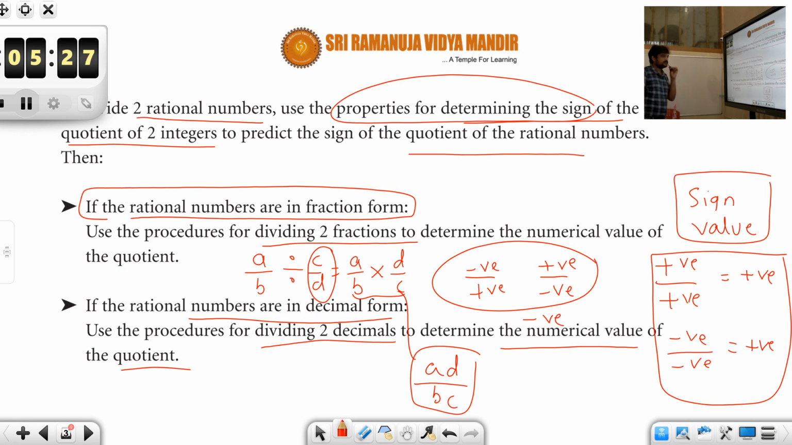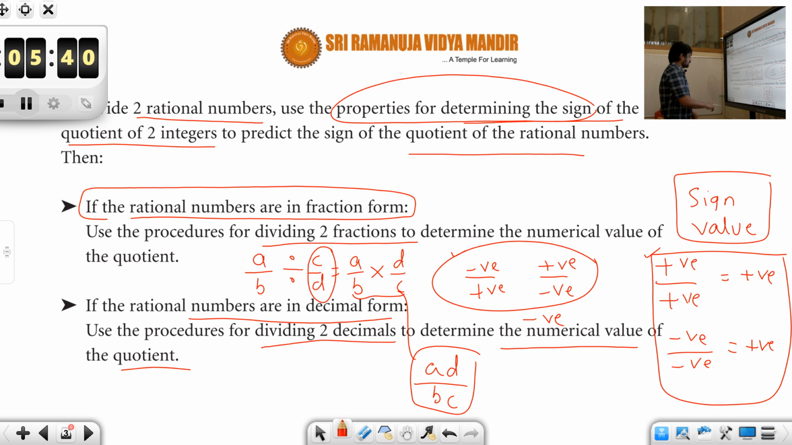Okay. So to find the sign, you will be using these rules, and to find the value, you will be using these concepts, whatever you have learned in the class of fractions and decimals. Okay, students. So let's look at some examples.